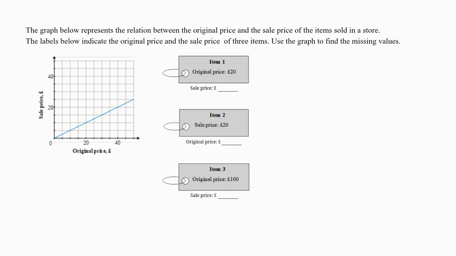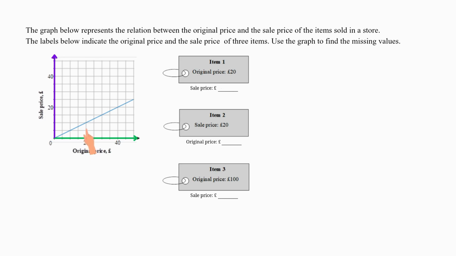Let's have a look at this question. It shows the relationship between the original price of an item and its sale price. First, let's look at the axes. Horizontal axis is the original price. Vertical axis is the sale price. To find a price, you just need to follow the grid.